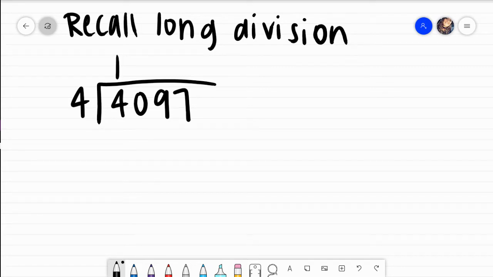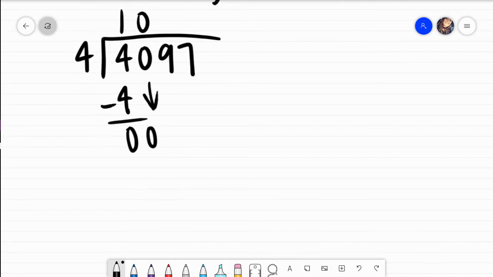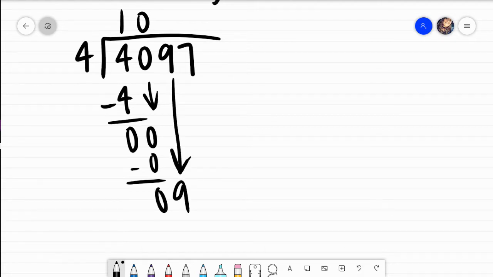Here you do the multiplication. 4 times 1 is 4. And then if you notice, that's a positive 4, but the step here is to actually subtract. If you do 4 minus 4, additive inverses, you get 0. Bring down the 0. 4 goes into 0, 0 times, which would be 0. 0 minus 0 is 0. Bring down my 9.